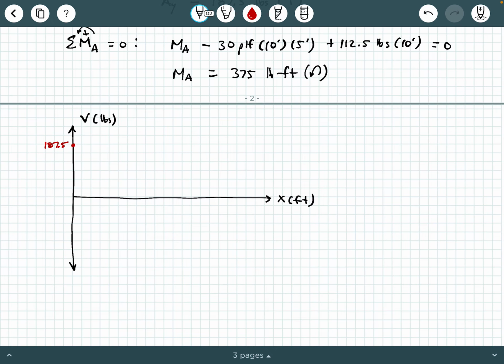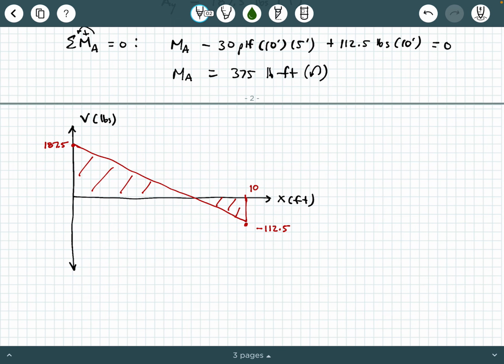and then we're going to encounter the uniformly distributed load, which is going to give us a linear shear diagram, and that will push us down to the value of negative 112.5 pounds at the 10-foot mark. And again, this is going to be a linear relationship, so we're going to have a straight line like this, and then we're going to encounter BY, which is going to push us up to 0, and we're going to have this closed and shaded in shear diagram.